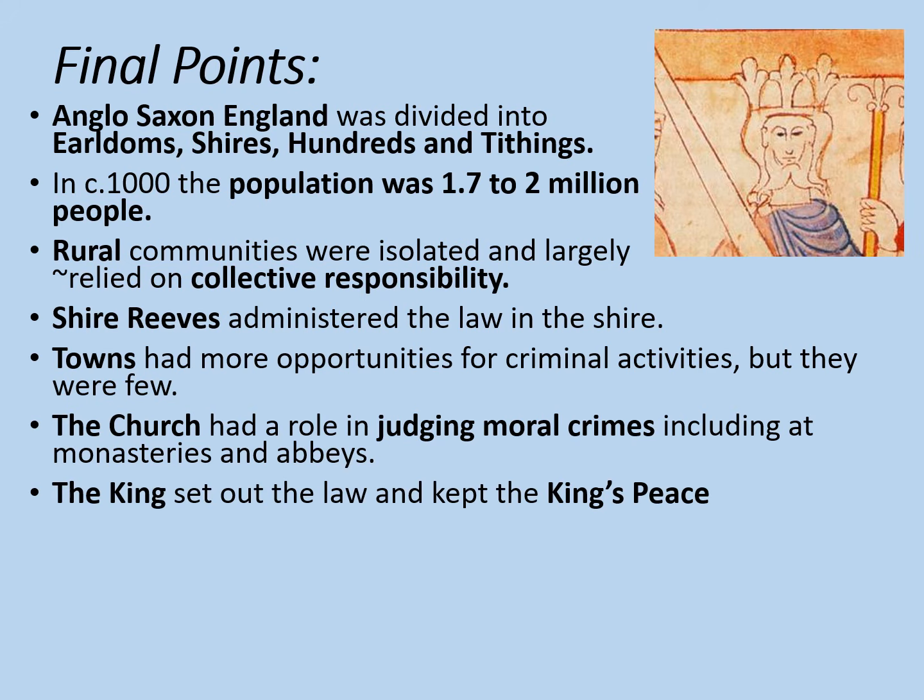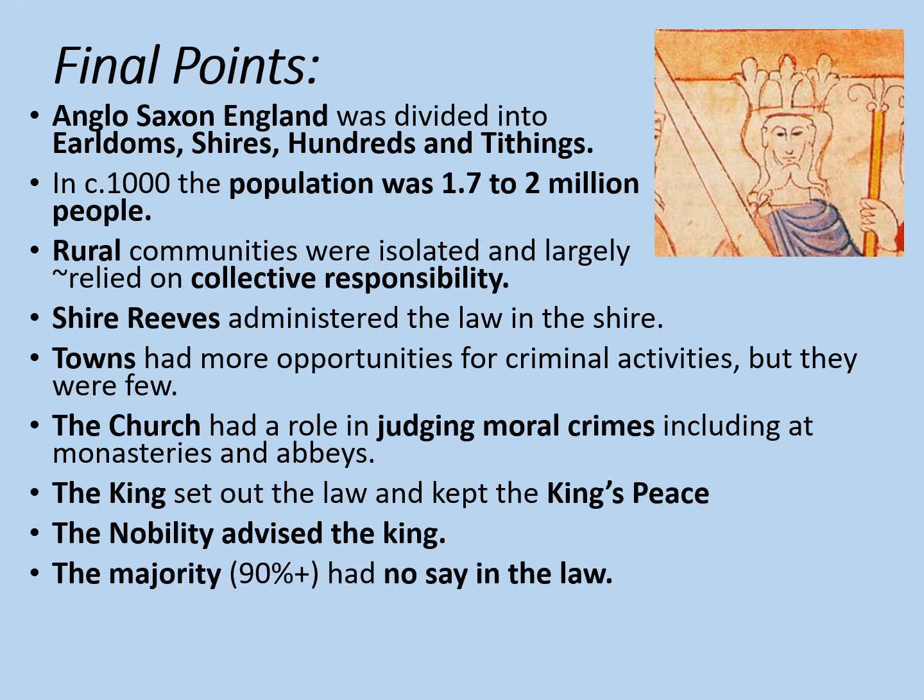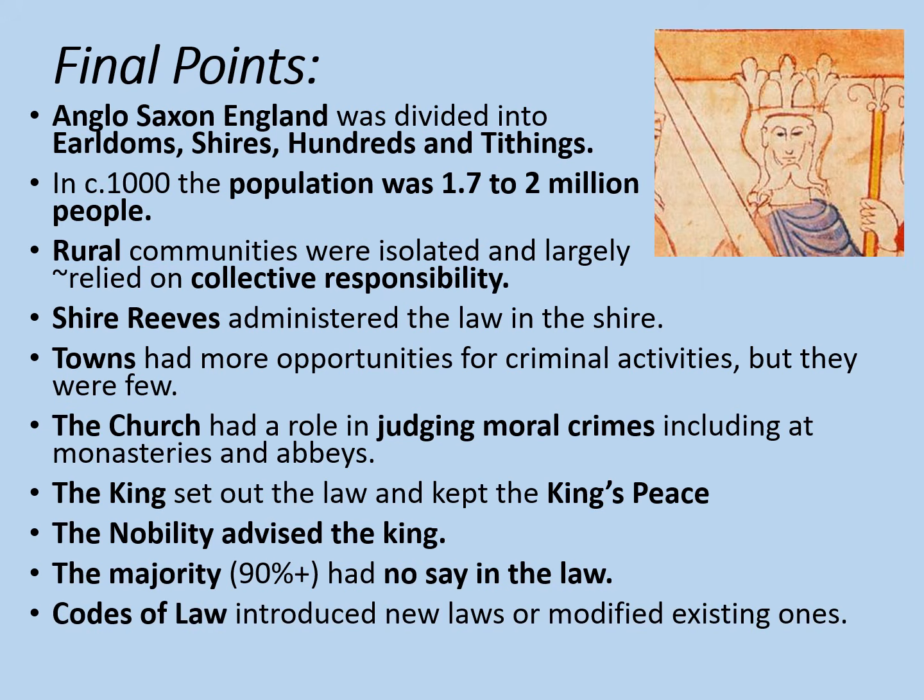But it was the king who set out the law, and he kept what was known as the king's peace, with the nobility to advise him. However, the majority of people, 90% plus, had no say whatsoever in the law. Codes of law introduced new laws or modified or strengthened existing ones. And that is how the law was organised in England.